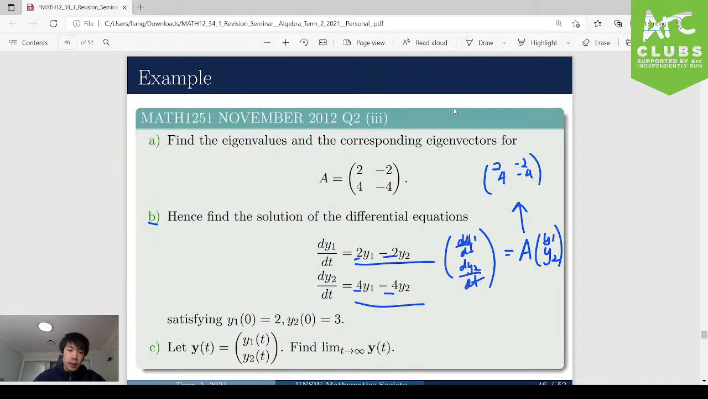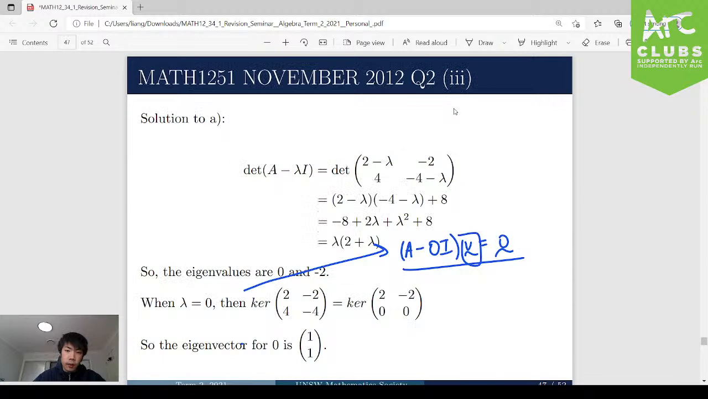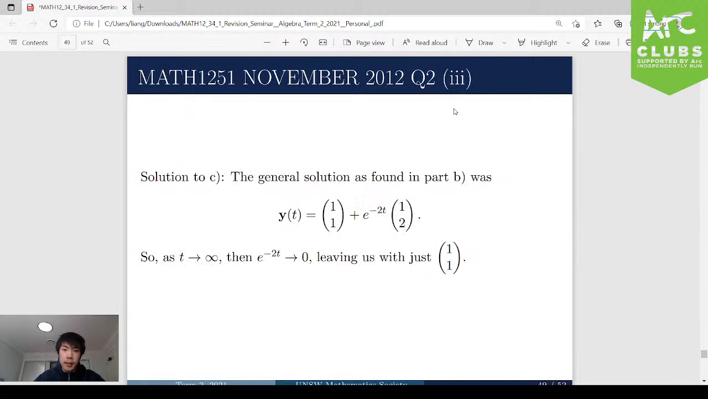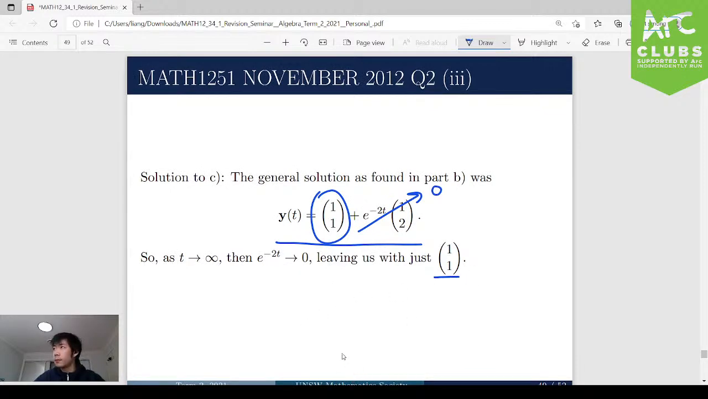Finally, find the limit of y(t) as t approaches infinity. Hopefully that is obvious to you now. If this is your general solution, as t approaches infinity, this term shoots down to 0. So you just have (1, 1). And that's your answer.